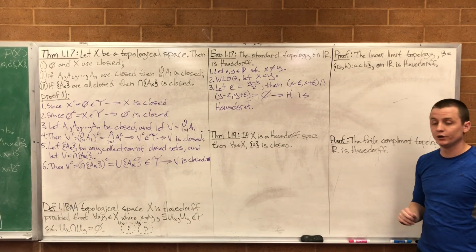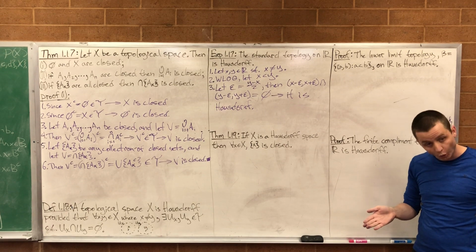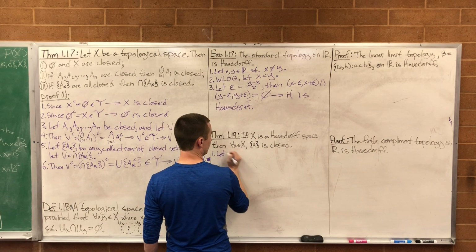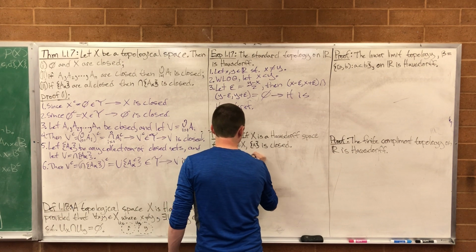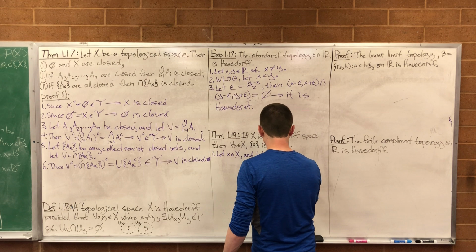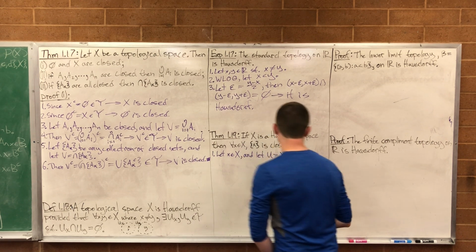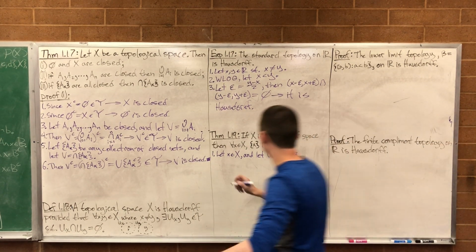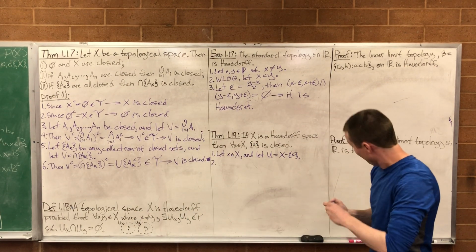Okay, so that's what we need to prove. If we're going to prove that it's closed, we need to show that its complement is open. So, let little x be in big X, and let U equal X minus little x. Everything that's not that point.